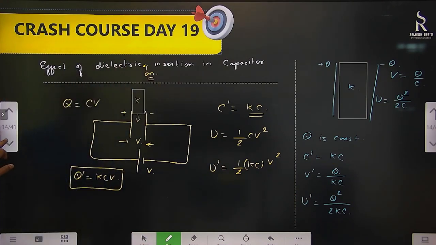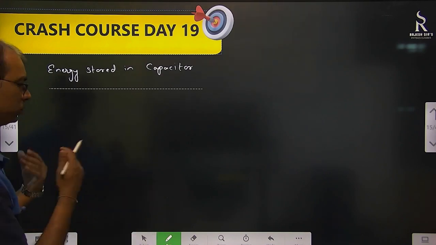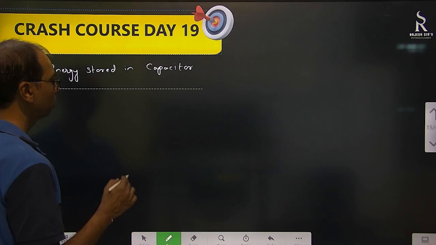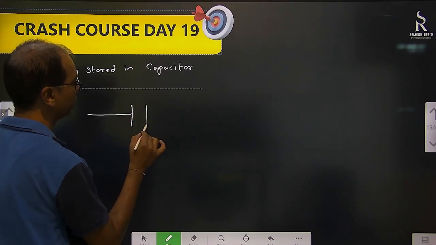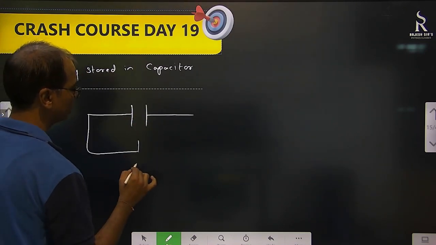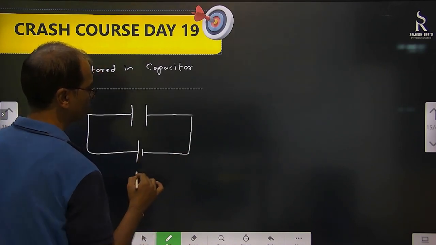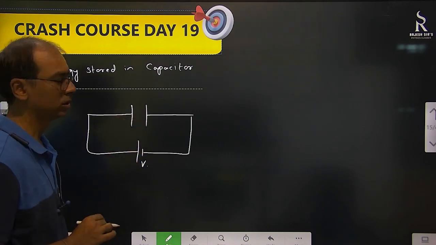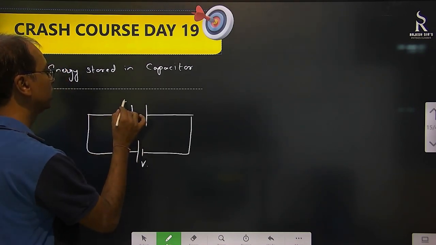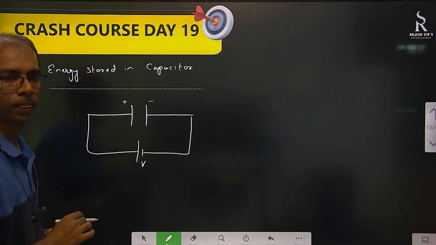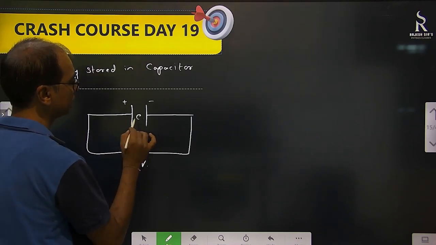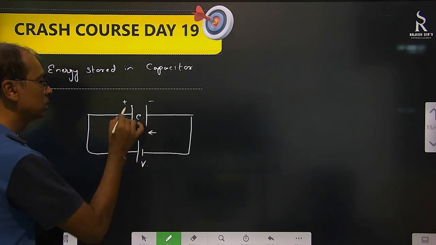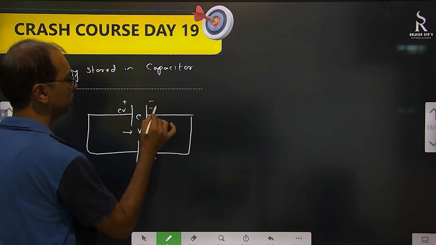Then energy stored. So what happens actually when there is a battery connected with a capacitor and you are charging it? Okay, this is V. We all know that this plate is going to lose electrons and this one is going to gain electrons. This is going to be positive charge and this is going to be negative charge. Finally, if its capacitance is C, the potential across this will be V. The charge on this one will be plus CV, and the charge on this will be minus CV.